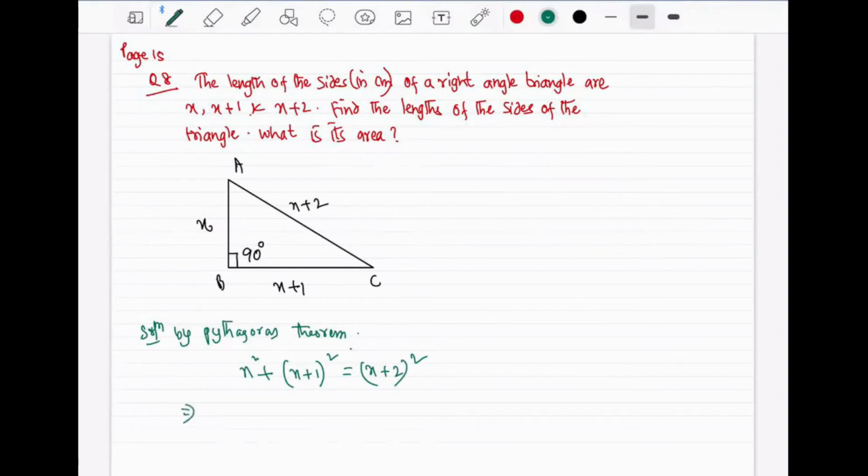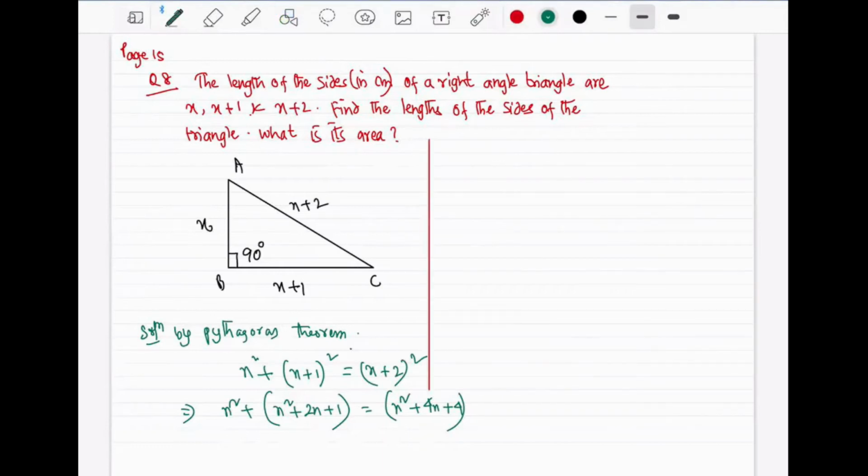Okay, let's simplify this equation right here. We will have x square, open the bracket, a plus b whole square, use it. So it will be x square plus 2x plus 1. You try it, okay? A plus b whole square, make the a to be x and the b to be 1. Very easy. And x plus 2 whole square, it will be x square plus 4x plus 4. Okay, now let's open the brackets.